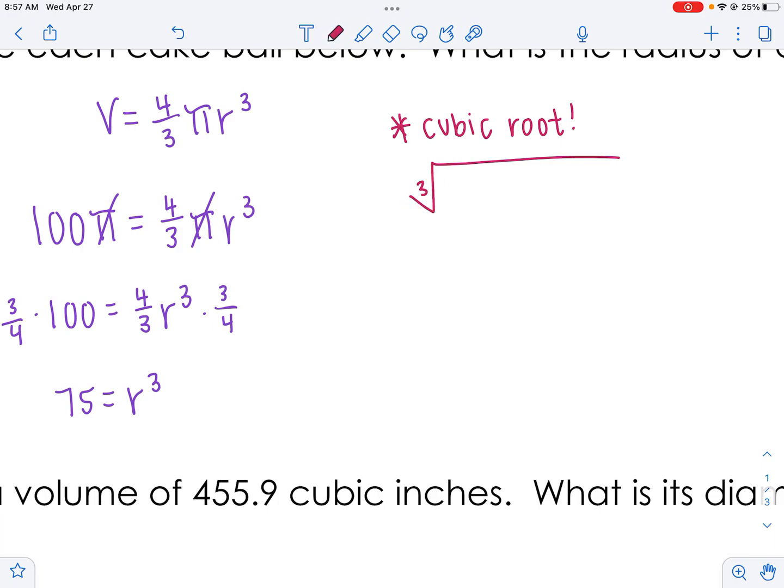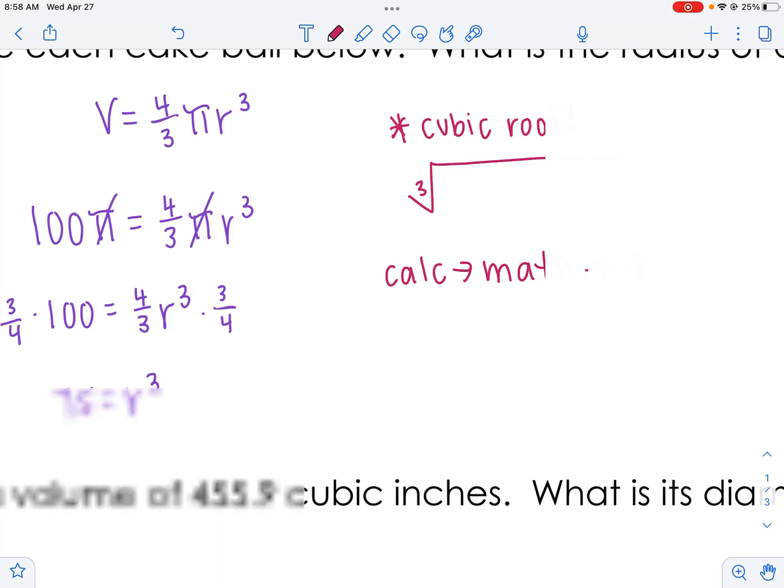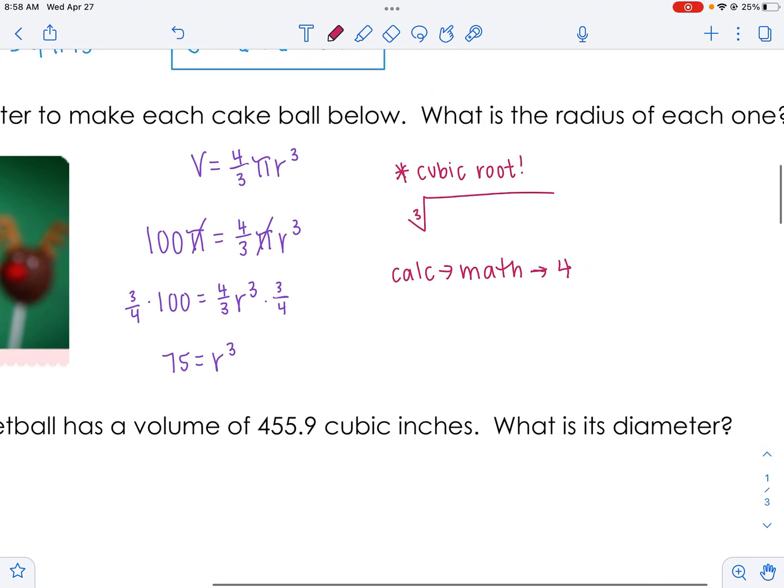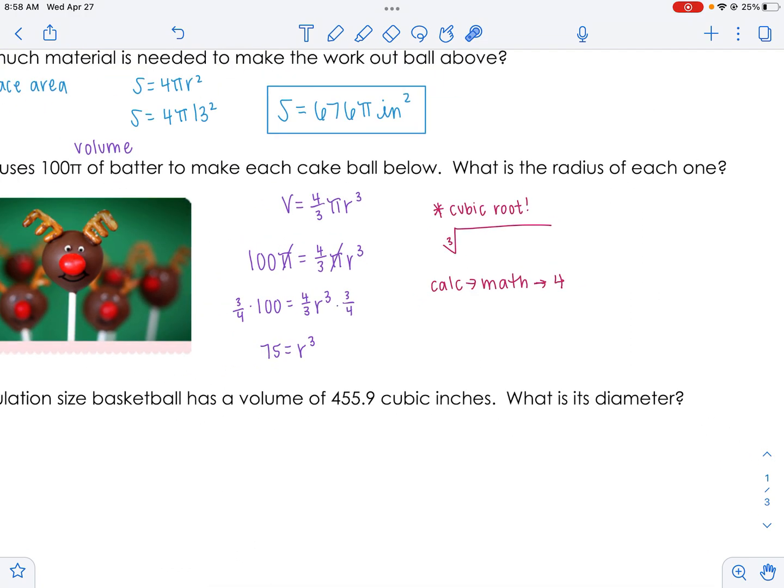In order to access this in the calculator, I'm going to press the math key and then I'm going to press 4. So anytime we have a volume problem where we're working backwards with a sphere and we have cubed, in order to undo that, I'm going to have to do the cubic root.